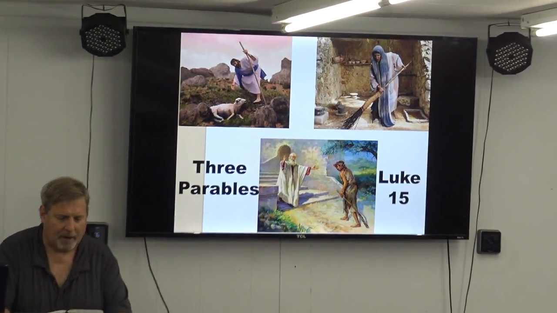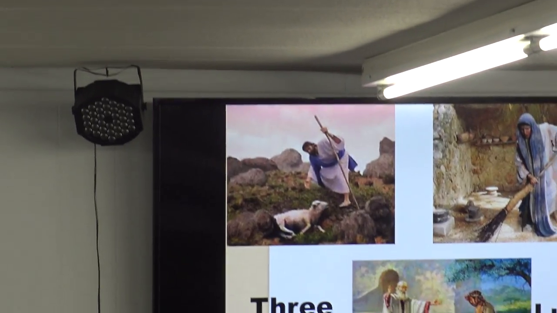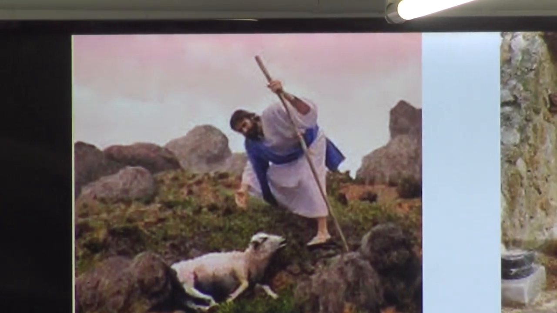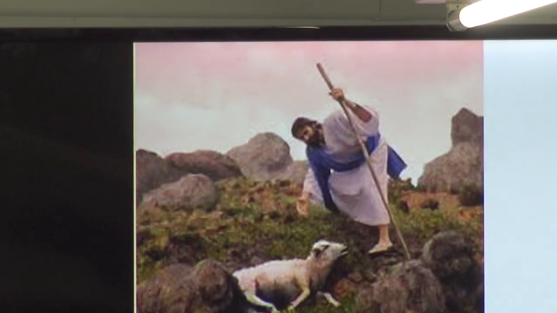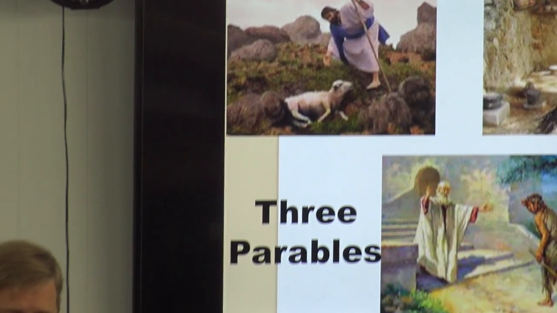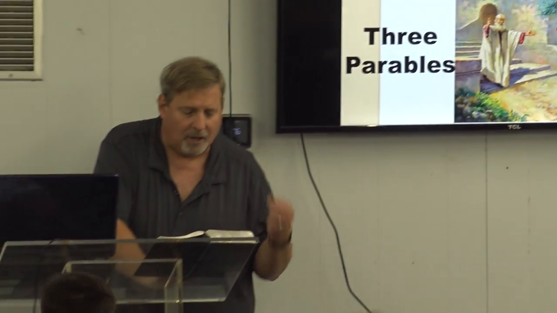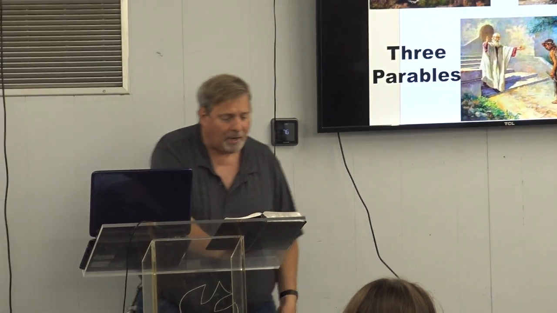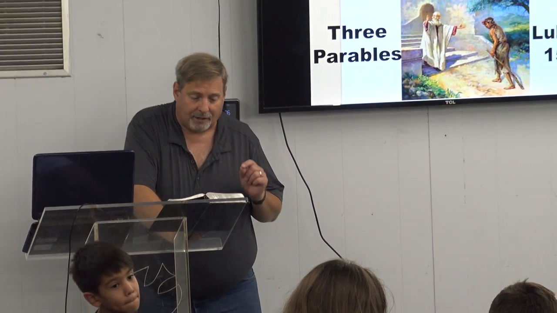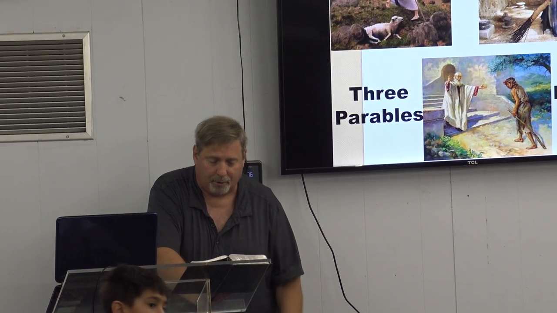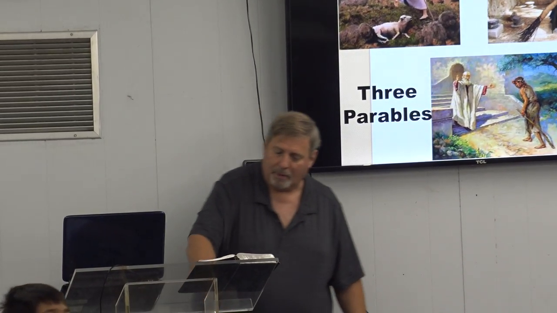He spoke this parable to them, saying, what man of you having 100 sheep, if he loses one of them, doesn't leave the 99 in the wilderness and go after the one which is lost until he finds it? And when he's found it, he lays it on his shoulders rejoicing. And when he comes home, he calls together his friends and his neighbors, saying to them, rejoice with me, for I have found my sheep which was lost. I say to you that likewise there will be more joy in heaven over one sinner who repents than over 99 just persons who need no repentance.